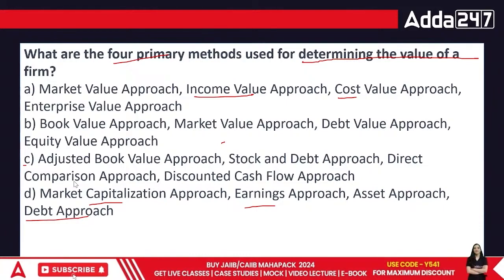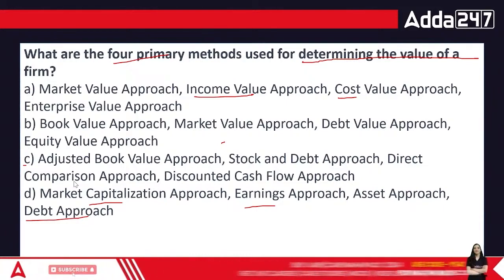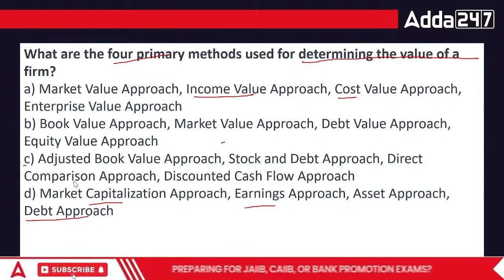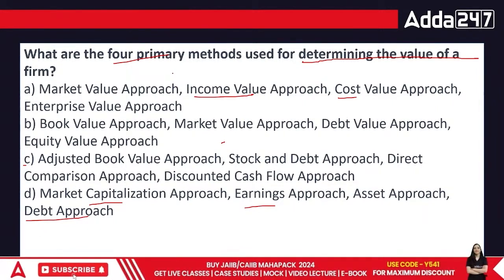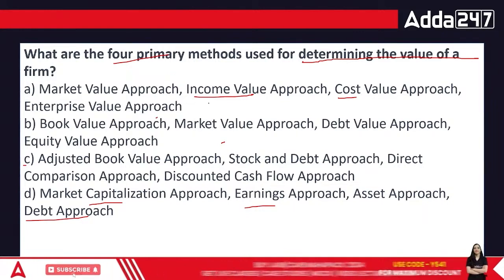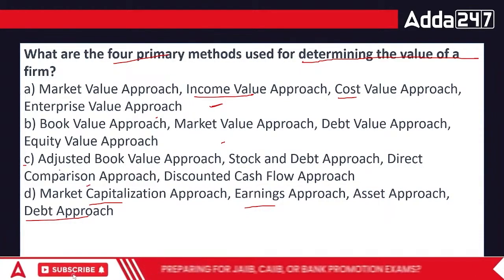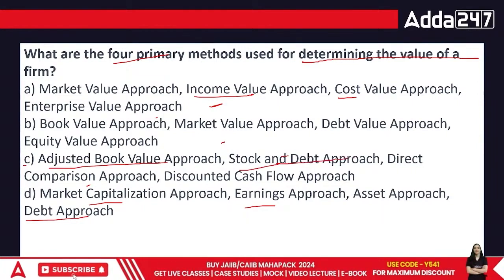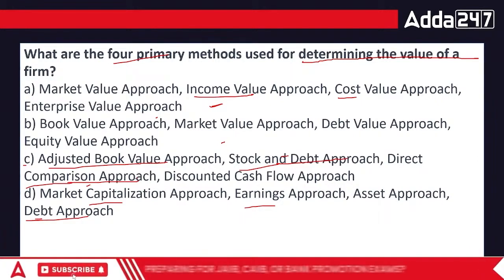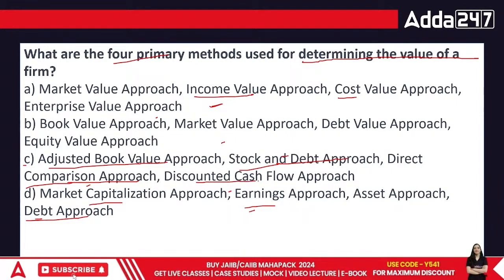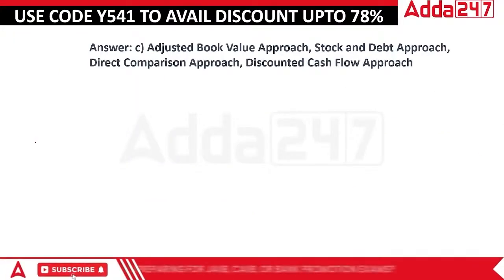See, when we talk about corporate valuation, it's a very important area. When we are trying to value the firm, the first thing that we should do is adjusted book value. We are trying to find the book value after making the adjustments in it. Then we have the stock and debt approach. We have direct comparison, where we compare with one of the similar organizations which exist in the same market. And the last is discounted cash flow. The answer is C.